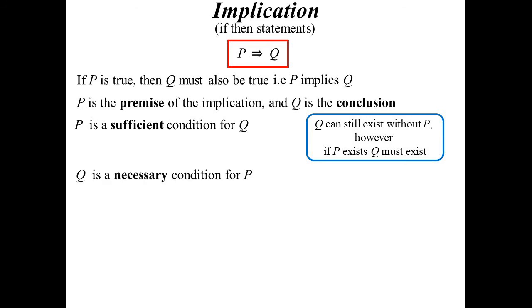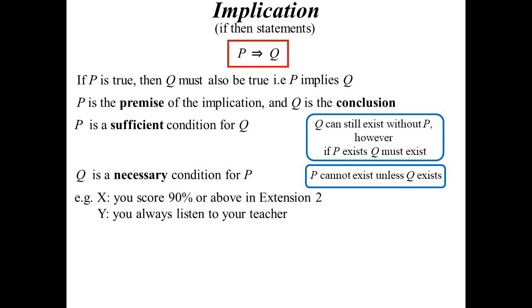Q is a necessary condition, however, for P. P cannot exist unless Q exists, because we're saying P implies Q. So every time we've got P, we've got Q. So if we don't have Q, we can't have P.